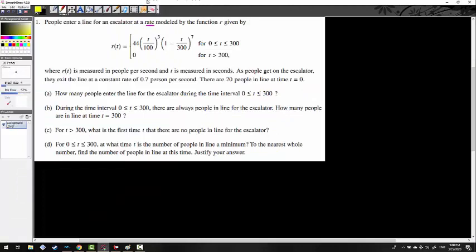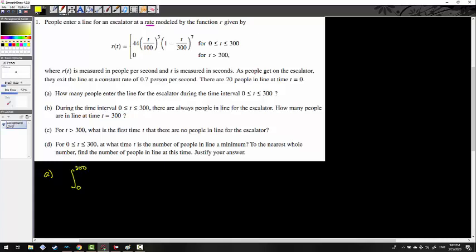It says, how many people enter the line for the escalator between 0 to 300? Well, when I hear a question like this, I start thinking about the things that they don't care about. If I just want to know how many people enter the line, I don't care how many people were already there. And I also don't care about how many people left the line. So part A is relatively simple as long as you don't overthink it. Really, you just want to know how many people entered the line.